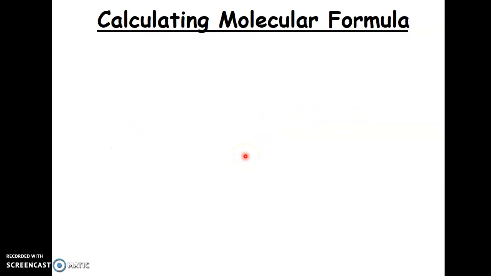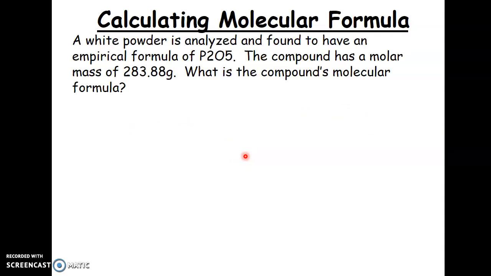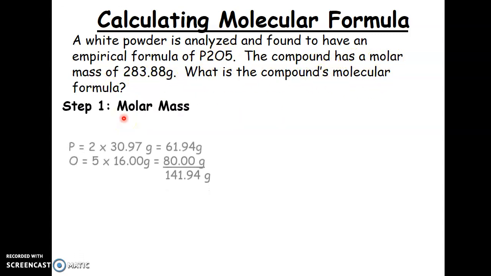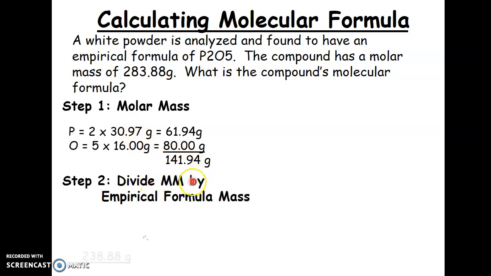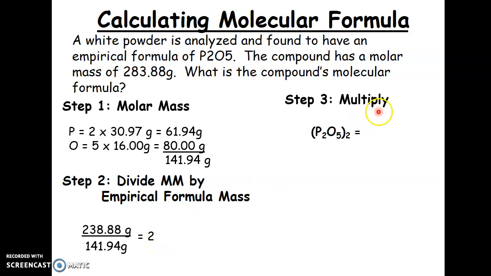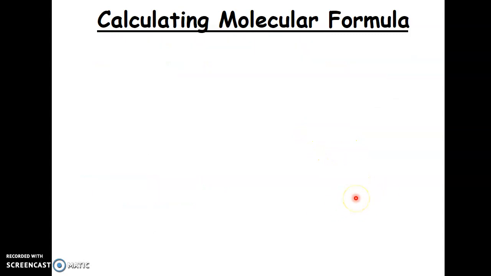All right. So having done that, we now give an example. A white powder is analyzed to have an empirical formula of this. The compound has a molar mass of this. What is the compound's molecular formula? So the teacher will now look at this and divide the molecular formula mass by the empirical formula mass to get your 2. So that 2 will now be multiplied by the empirical formula, which is P2O5 from the question. So when you distribute that 2, 2 times 2 is 4, 5 times 2 is 10. This is your empirical, this is the molecular formula.